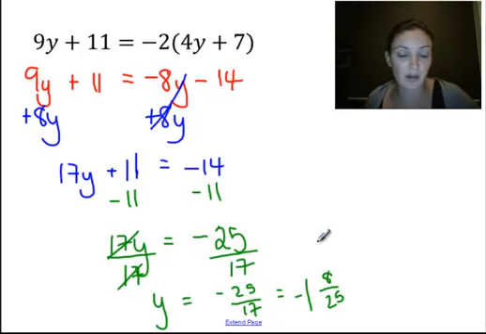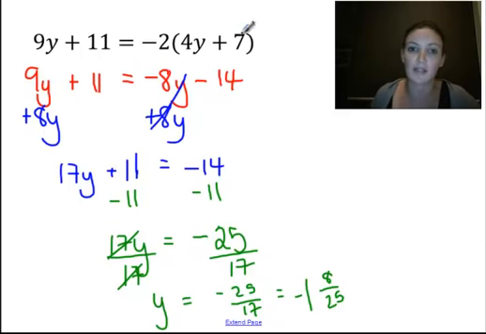So that's it for solving equations with brackets. Really, it's all the same things that you've already been doing in all of the other exercises. You just need to remember to expand the brackets first and then solve the equation as you normally would.